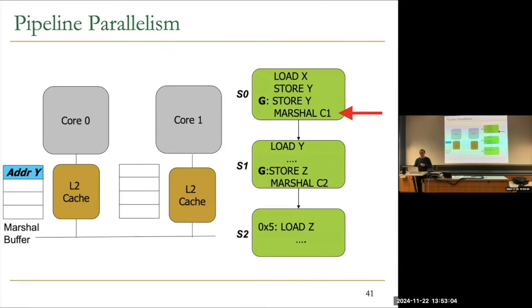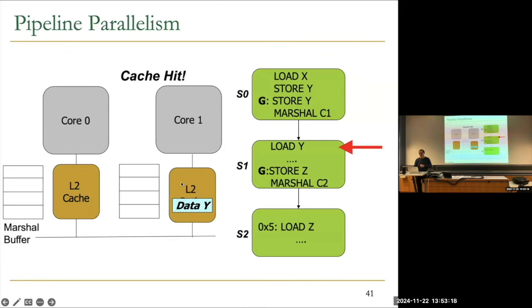And when it gets to a marshal instruction, it accesses its own cache, gets the data associated with address Y, and marshals the data to the next core, to the corresponding core's caches. And hopefully, again, when this segment gets to the instruction that's loading Y, it will get a cache hit, or at least reduce access latency.